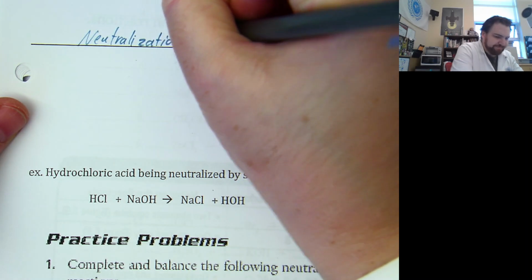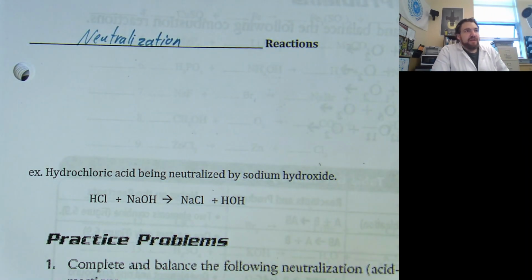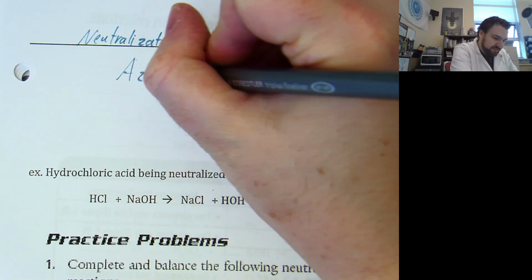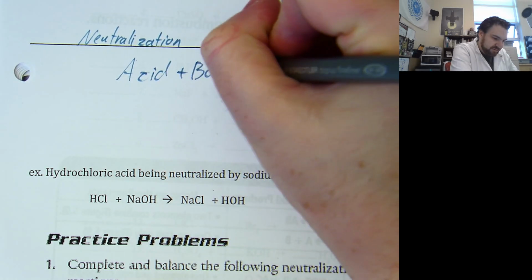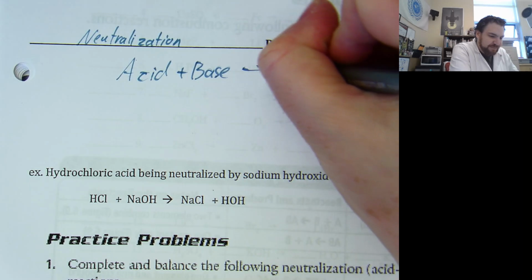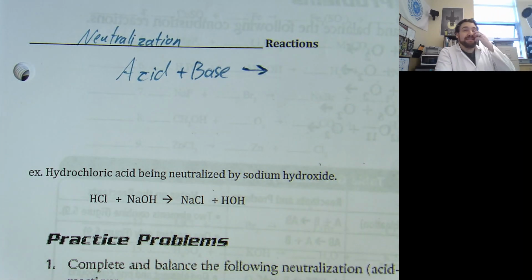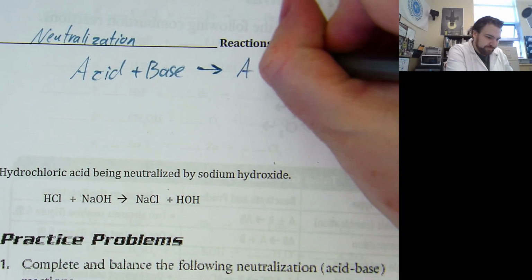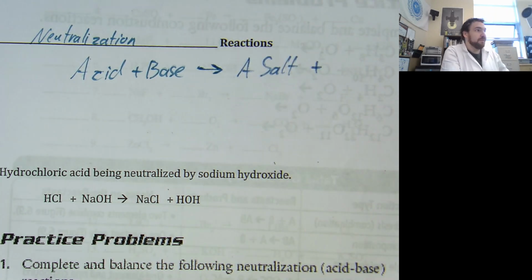Neutralization. Here we go. A couple days ago, we talked about these. Tell me about them. A neutralization reaction requires what? An acid and a base. Very good. And the products of an acid-base reaction are always what? A salt, you betcha, and water.